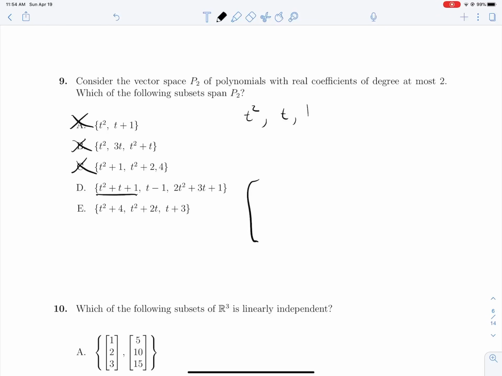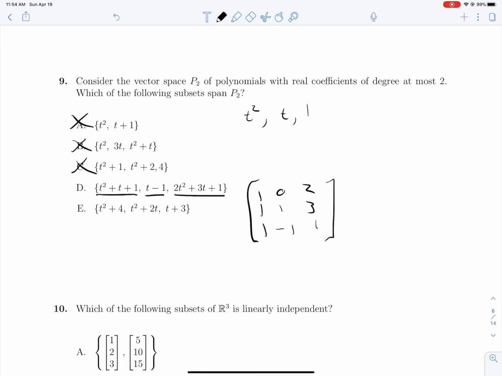Then setting both of these, D and E, up in vector form, we can write this as the vector 1, 1, 1. This one's the vector 0, 1, negative 1, and this one as 2, 3, 1. And let's row reduce this. And what we're looking for is for it to reduce to the identity matrix, or for us to have 3 pivots.